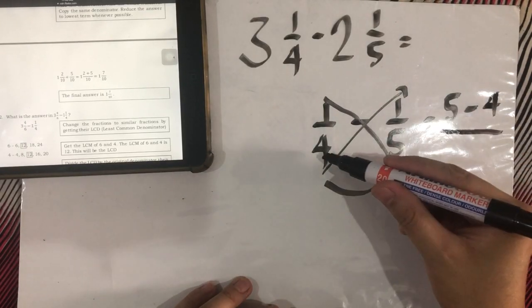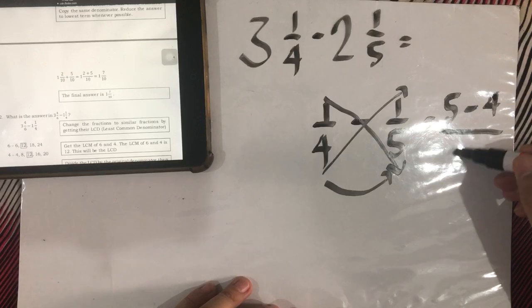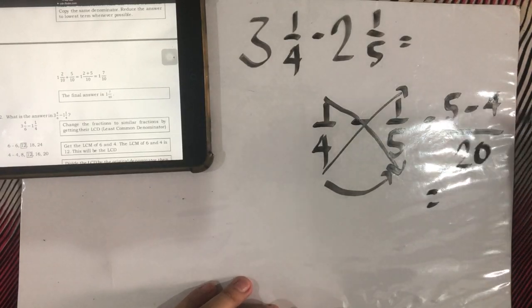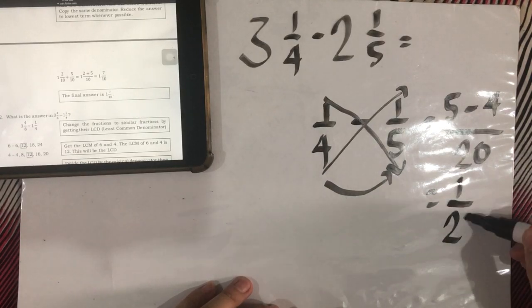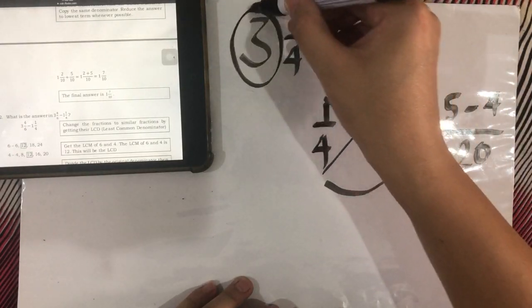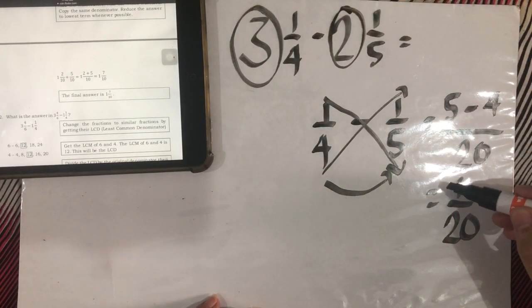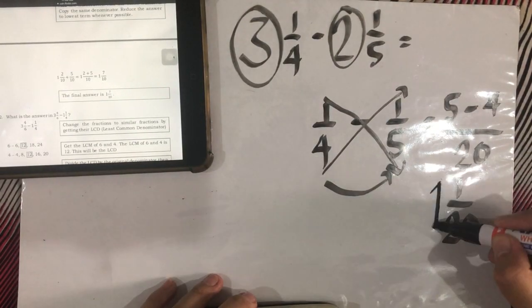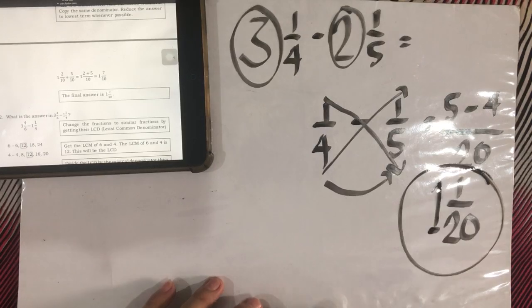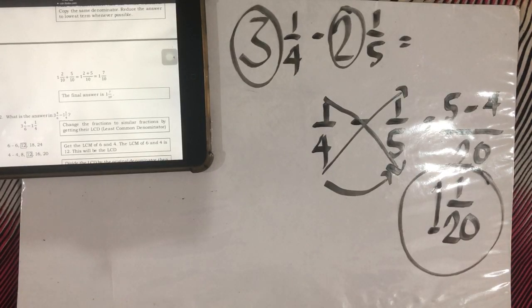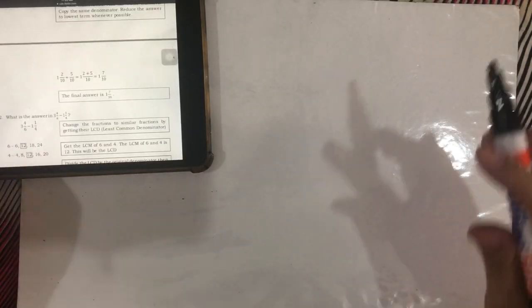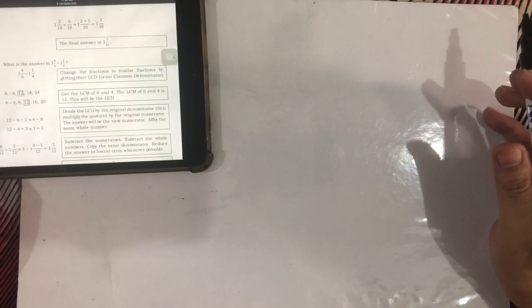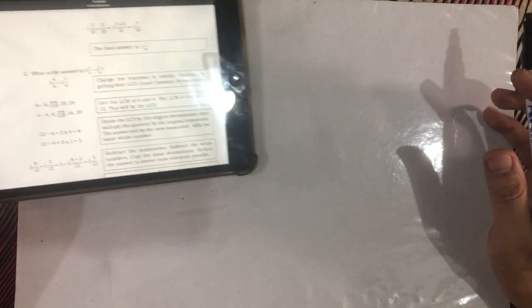And then yung ilalim, 4 times 5, you have 20. Perform lang yung operation, 5 minus 4, you have 1. Copy the denominator, 20. And remember, yung whole number mo na 3 minus 2, so you will have here 1. So the answer is 1 and 1 over 20. So that's what we call cross multiplication. Okay? Para mas madali. The problem with that is malaki yung nagiging number. Minsan, kailangan mo talaga siyang i-lowest term. Okay?